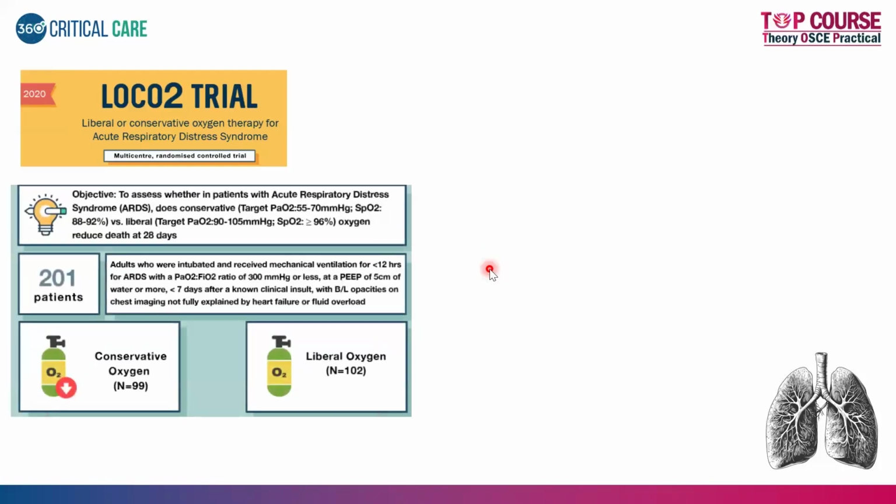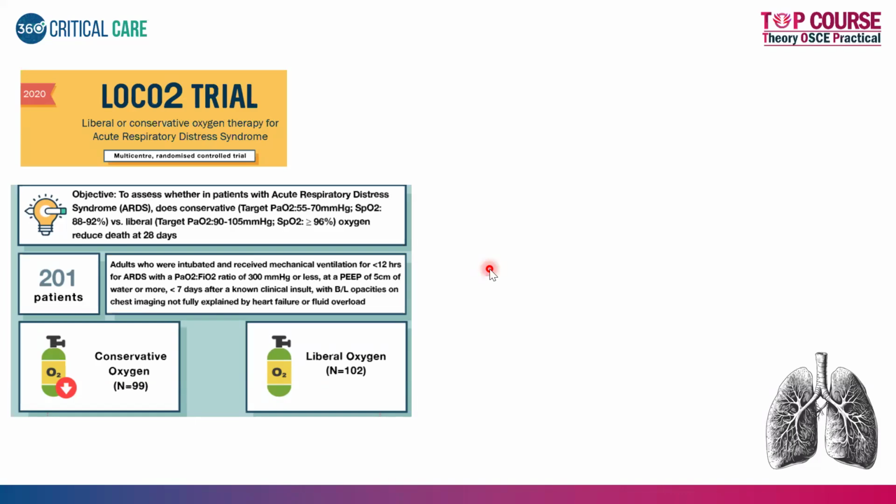So the objective was to assess whether, in a patient with ARDS, a target PaO2 on the blood gas between 55 to 70 and a saturation on the monitor between 88 to 92 was better as compared to a liberal oxygen target between a PaO2 of 90 to 105 on the ABG and a saturation on the monitor of more than or equal to 96%. They looked at this with the primary outcome being 28-day mortality.